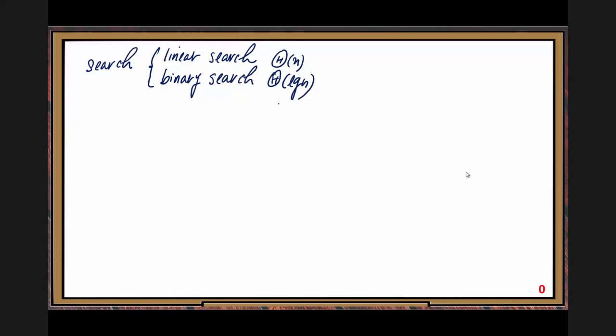Then another very special one we're learning here: hashing. Hashing, average case, big theta of one. Worst case, big theta of n. Worst case, but the average is really good, better than binary search.